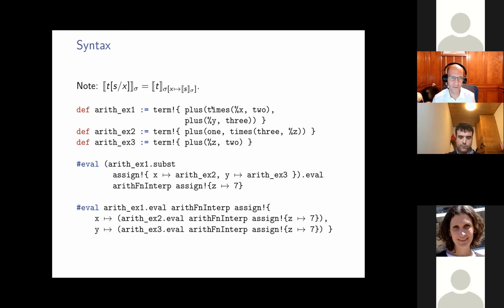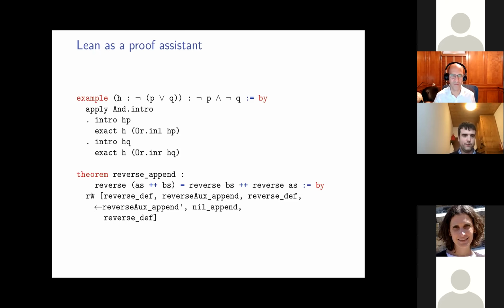So you can either substitute the second and third terms for x and y in the first, and then evaluate it under the assignment that maps z to 7. Or you can evaluate the subterms under the assignment that maps z to 7, right? And then evaluate the main formula under the assignment that maps x and y to those. And in class, you can get students to do this in their head and work out the result. And then you hover over the evaluation and see that they come out the same. Right. And finally, we use Lean as a proof assistant.